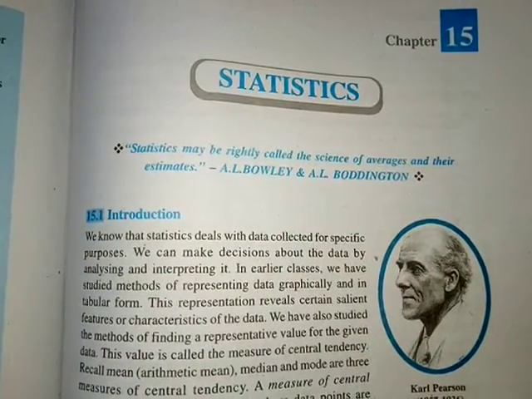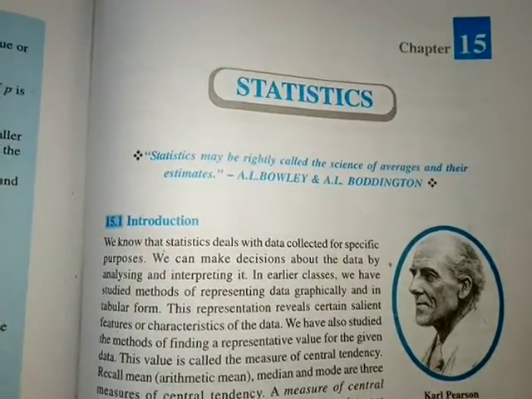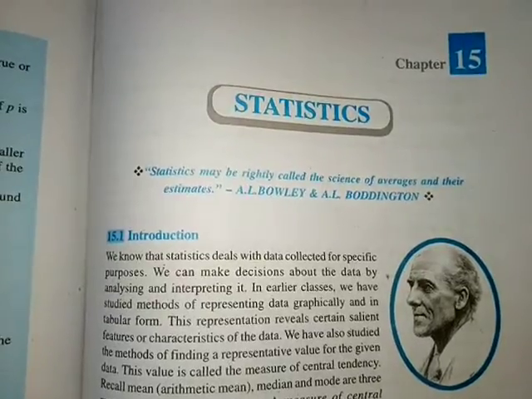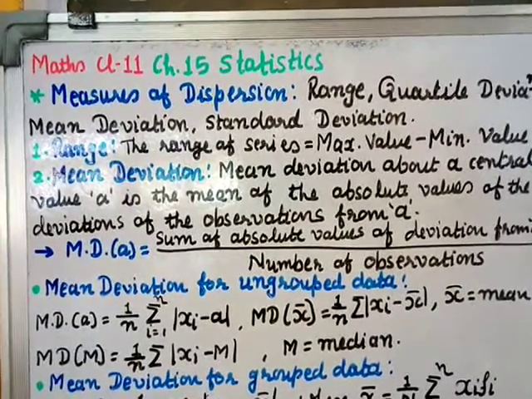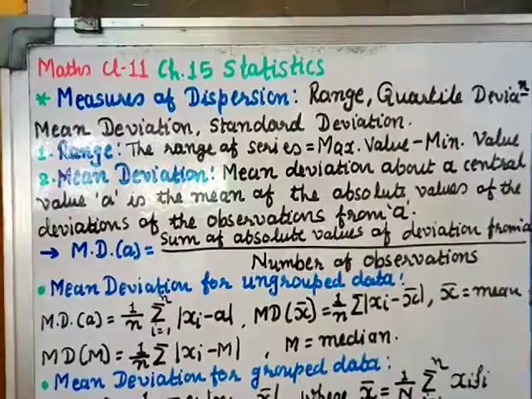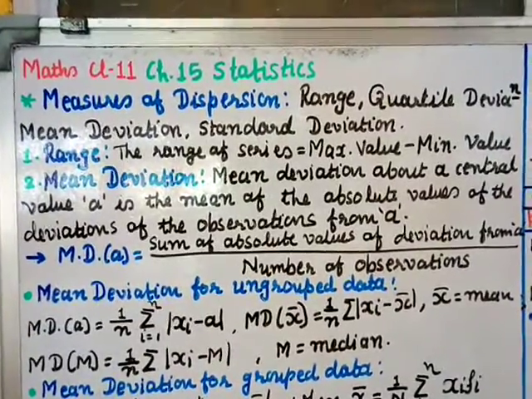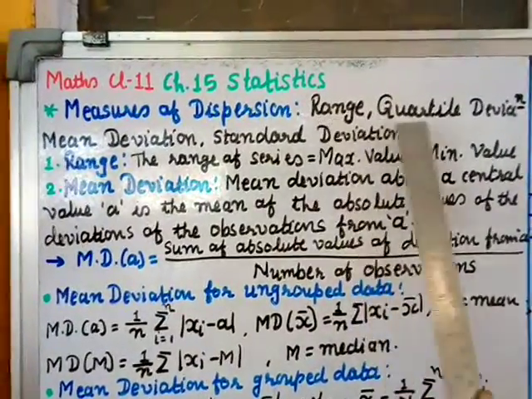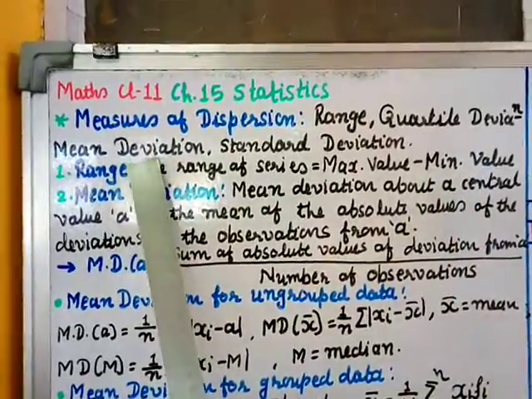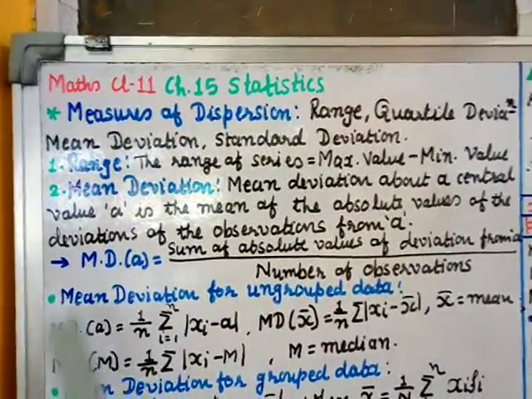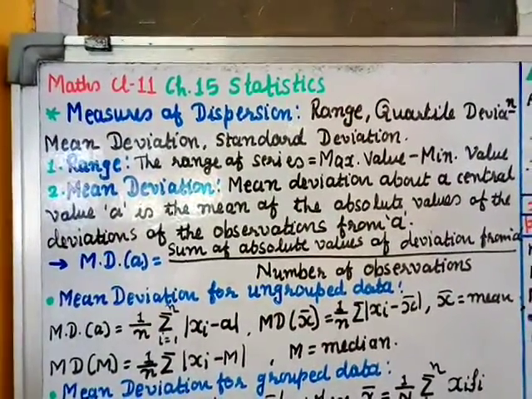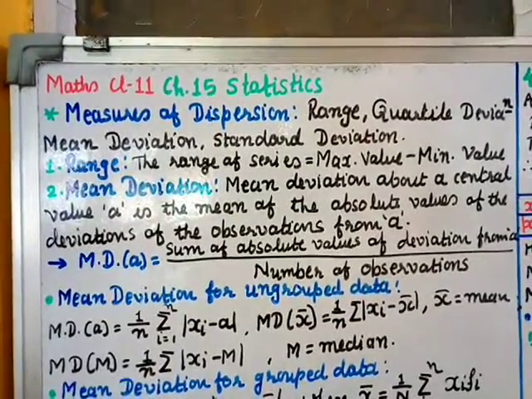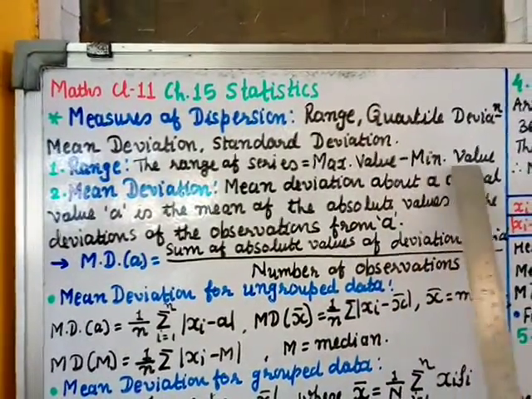We shall begin chapter 15 of Mathematics class 11, Statistics. Measures of dispersion. We have four types of measures of dispersion. They are range, quartile deviation, mean deviation, standard deviation. Number 1, range. We define range of a series as maximum value minus minimum value.